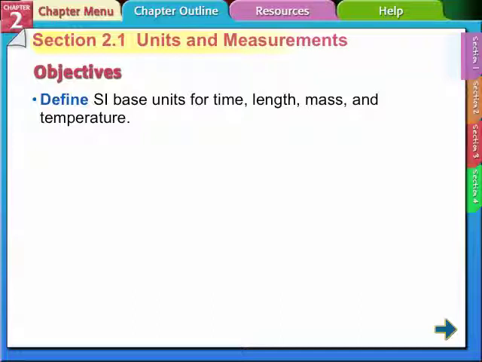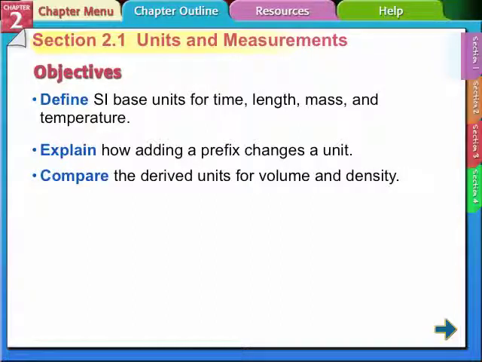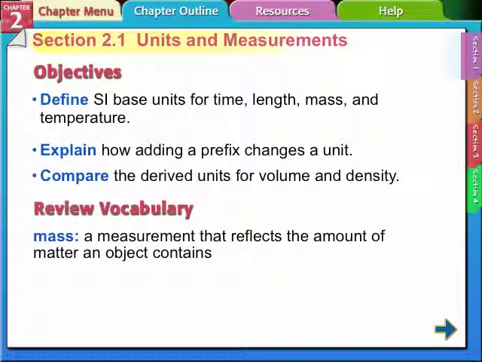We need to define these and we need to know these. So we're going to look at the SI base units for time, length, mass, and temperature. We're going to define what they are. We're going to explain how adding a prefix changes a unit. We're going to compare derived units for volume and density. Some review vocabulary to keep in mind. Mass is a measurement that reflects the amount of matter an object contains.